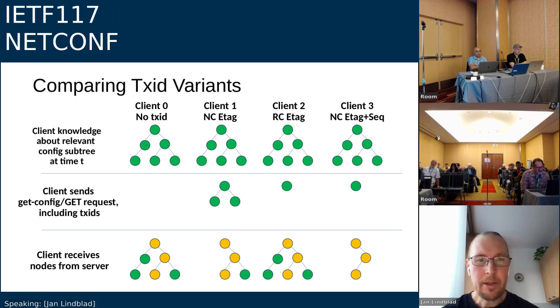In the RESTCONF e-tag case, the only thing you can communicate the transaction ID for in RESTCONF is the top node. So there's no way to do anything else in RESTCONF. It's a limitation of the RESTCONF transaction ID mechanism that you have there. You can only do that as a header in the message, which means you can only speak about the top level node. Since the top level node has a changed transaction ID, when you do a get-config over RESTCONF or a get over RESTCONF, you will get the whole subtree anyway. So the savings is not so great in this particular case here.